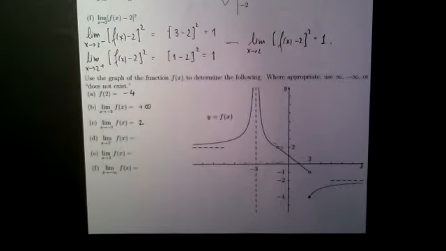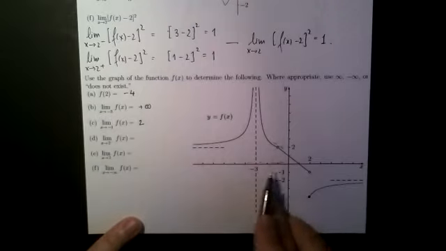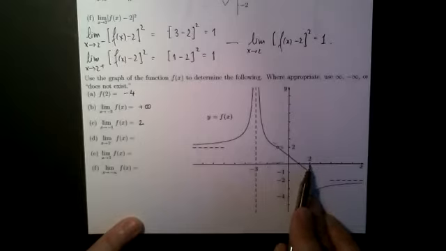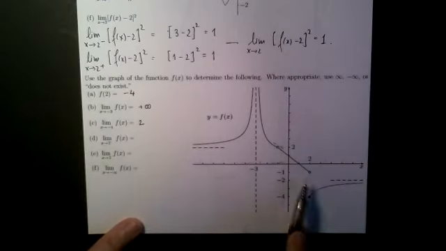Next one, x approaches 2 from the left. Mubin? Is it -4? X approaches 2 from the left. From the left. Oh, left. So it's -1. -1, very good. Okay.